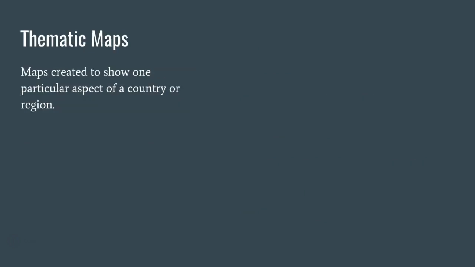And the first one is called a thematic map. Now, these are other tools that geographers use to gather information. So this could be another example of what you wrote down for your warm-up today, and that is a thematic map. Now, a thematic map is really interesting to me because this is a map that can show any particular aspect of a country or region.